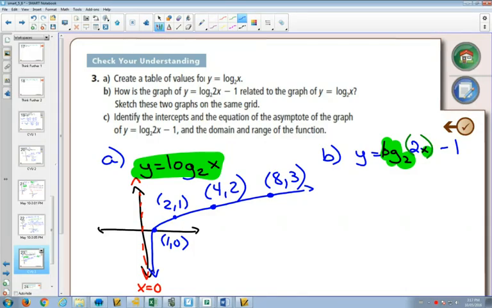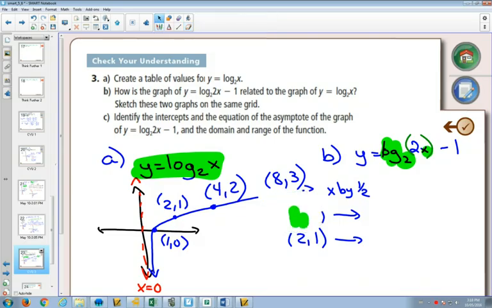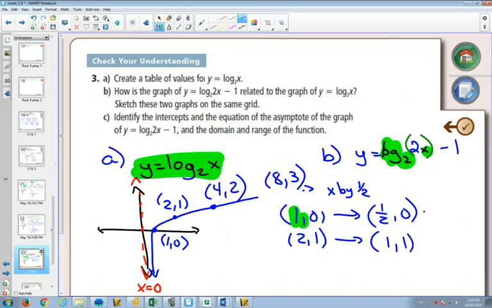So if we took some of our points, like 1 comma 0 and 2 comma 1, the first number we run into is the 2. This 2 inside the brackets is going to multiply your x by a half. Oh, I did it again. No, I keep writing, whoa. 1 comma 0, there we go. If we multiply x by a half, we're going to get 1/2 comma 0 and 1 comma 1.